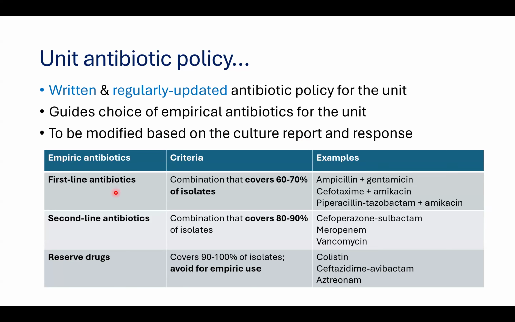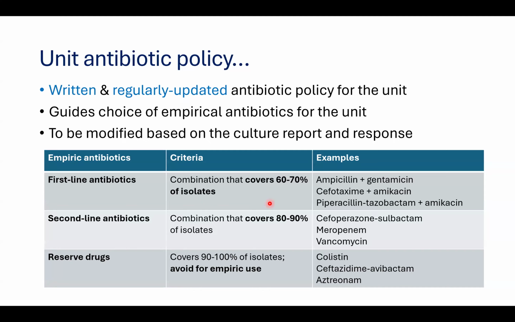So how do you decide the first line antibiotics for the unit? It is a combination of antibiotics which could cover 60 to 70% of all isolates. So for example, 100 organisms have grown in the last 1 year of varying types. Some could be Klebsiella, some could be Acinetobacter, some could be Staph aureus. And the combination of antibiotics, which could kill 60 to 70% of the 100 cases, would typically be my first line antibiotics.